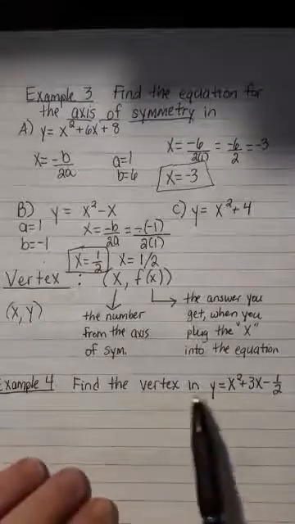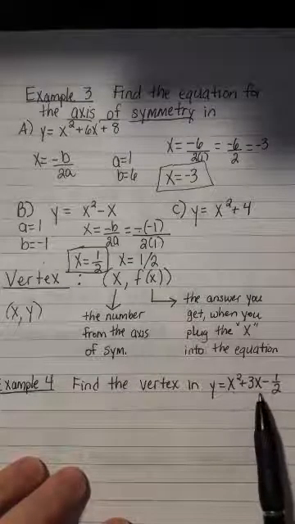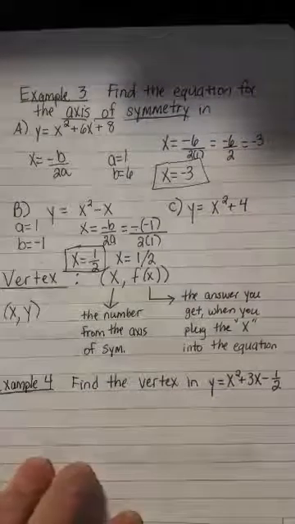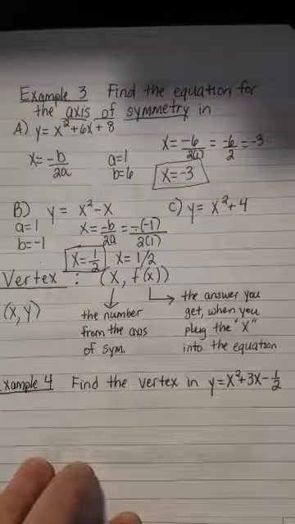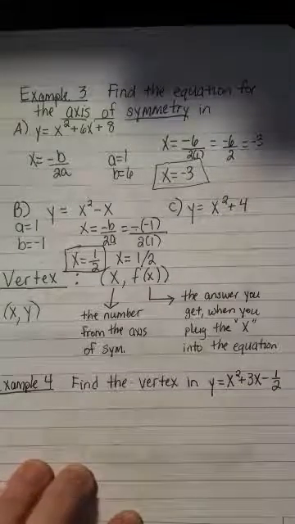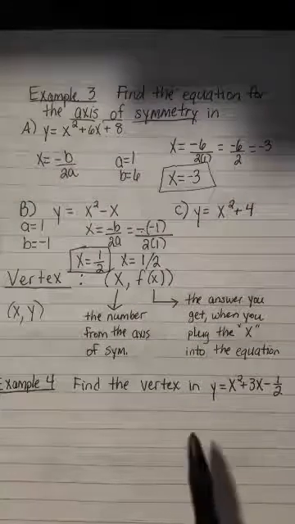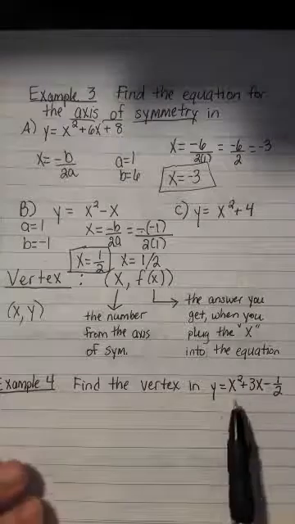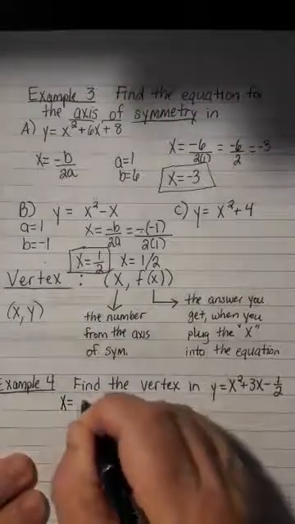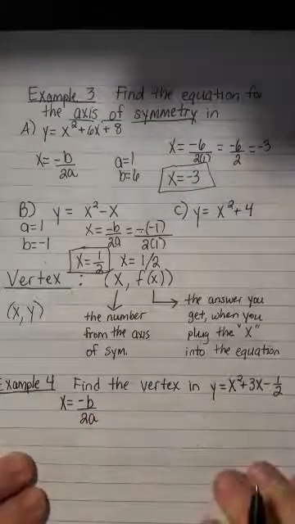Okay, so we're going to find the vertex, and here's our equation. y equals x squared plus 3x minus 1/2. The first thing that you want to do is find your axis of symmetry. Oh, I just found it. Alright, so we're going to find our axis of symmetry. Remember, that's found by doing x equals negative b over 2a.